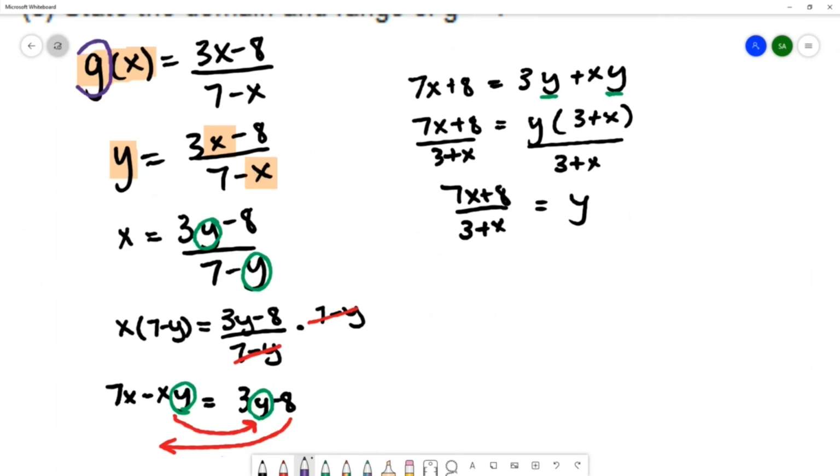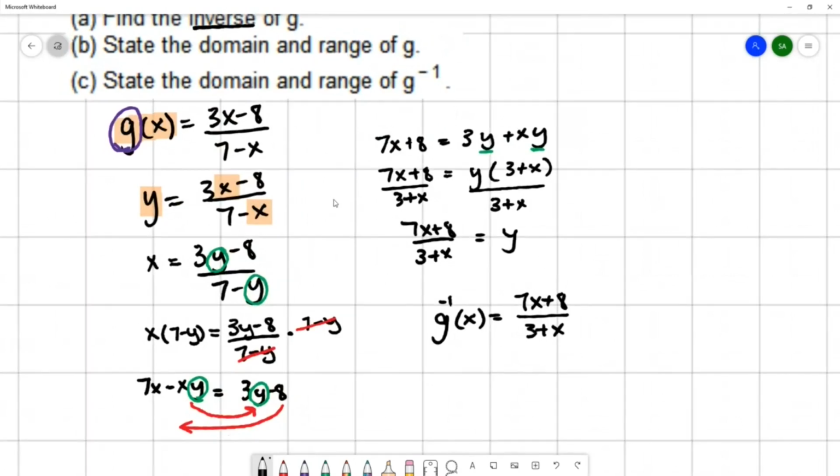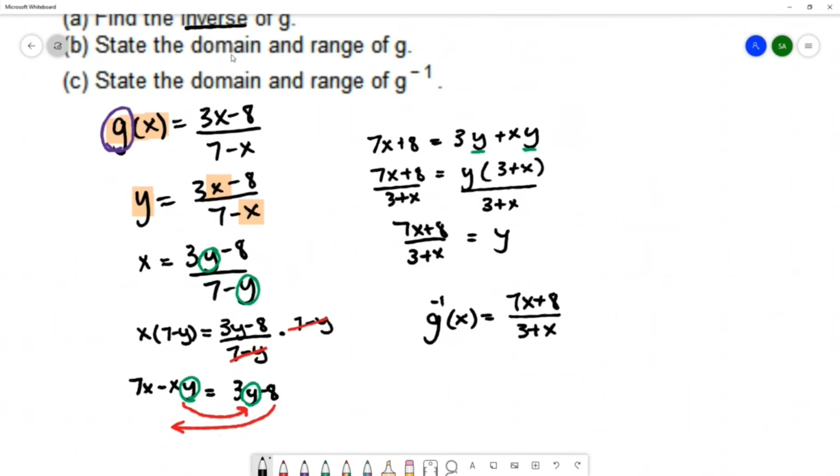Our original function was g, and our inverse is g inverse of x, which is 7x plus 8 over 3 plus x. So we now know the inverse. I'm going to zoom back out so that we can see the other parts of our question. The other parts say, state the domain and range. So we want the domain and range of g and the domain and range of g inverse.